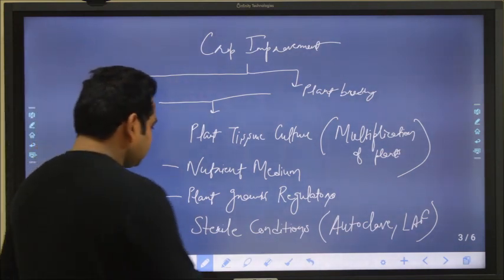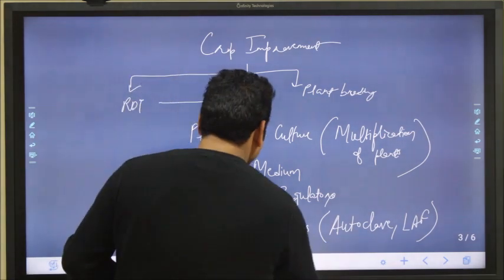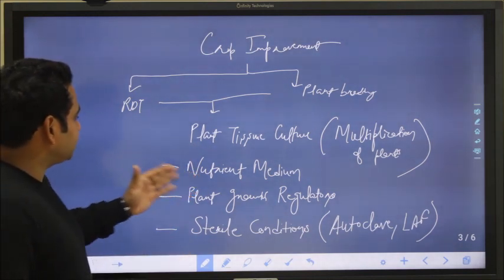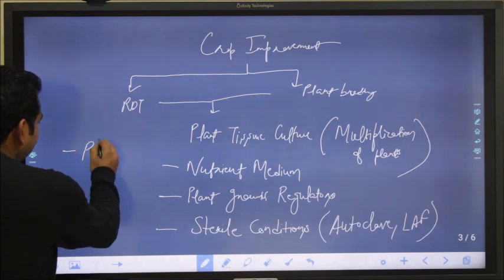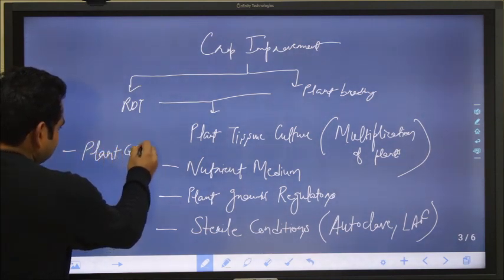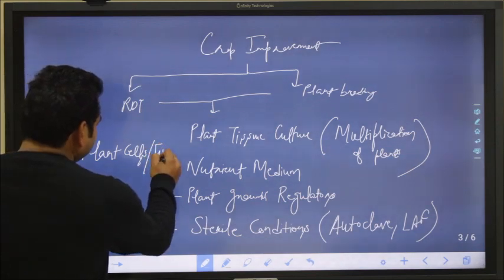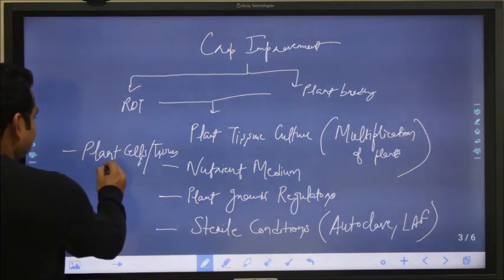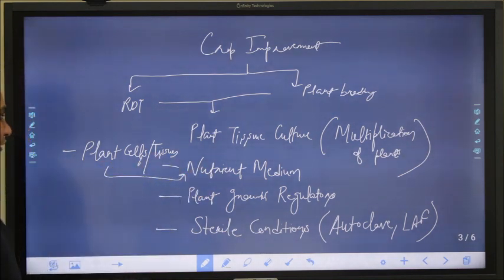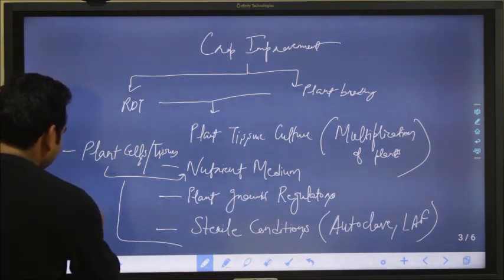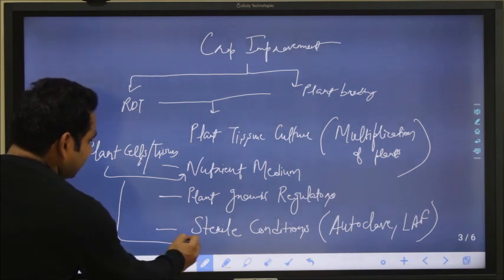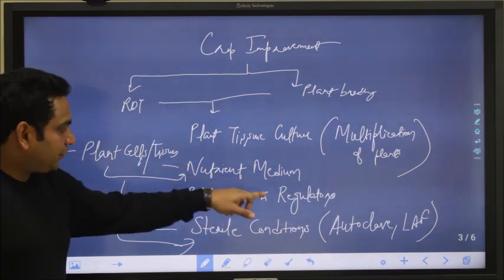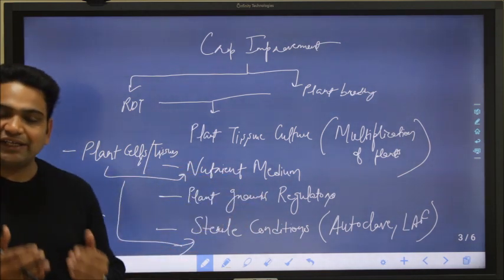So if we talk about the tissue culture technique, there is another specific need of plant cells, or we can say tissues. What can we take? Plant cells or tissue that can be grown in nutrient medium under sterile conditions. So plant cells or tissue grown on nutrient medium under sterile conditions, that is called plant tissue culture.